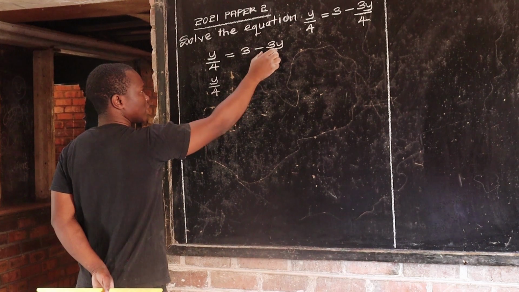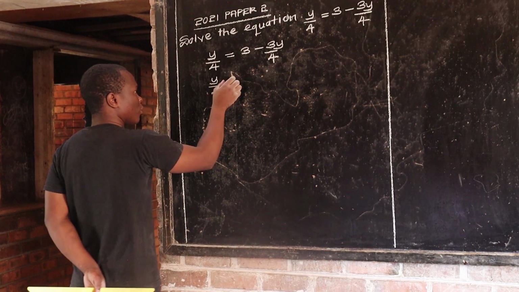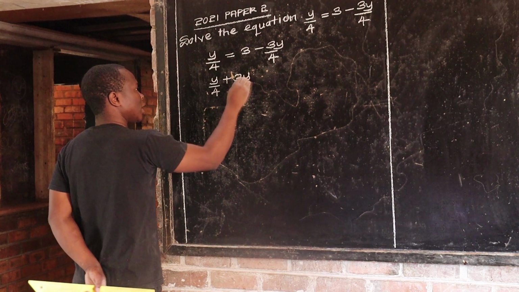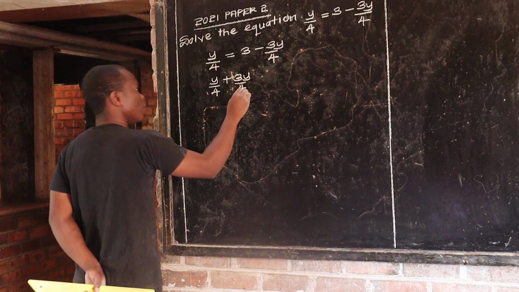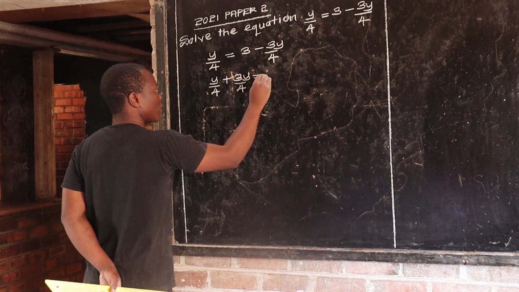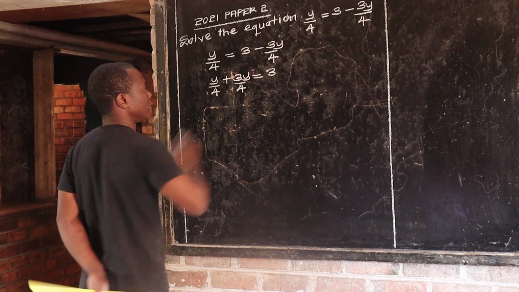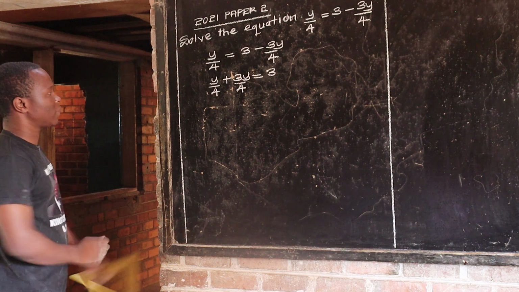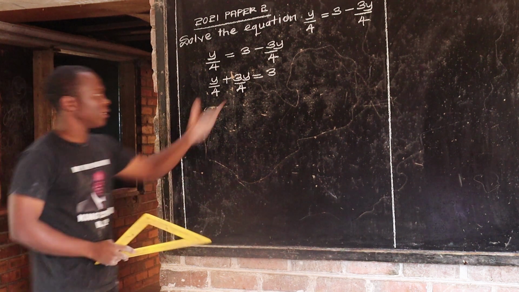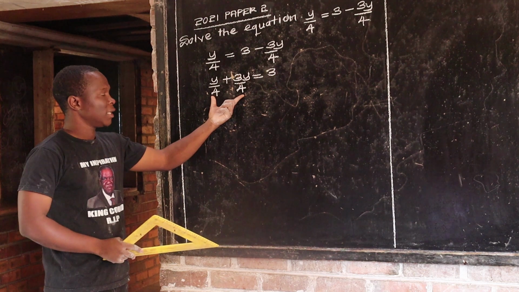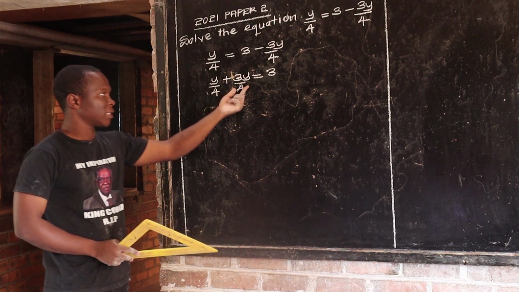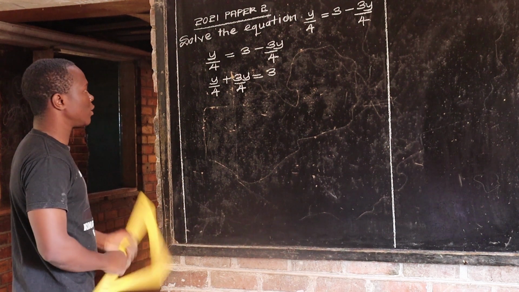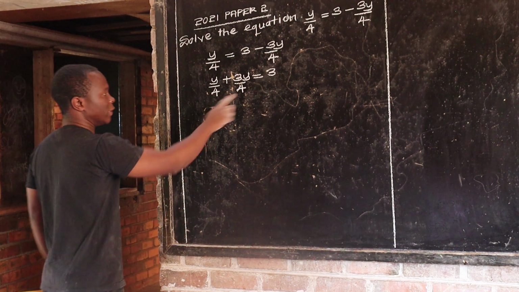So when you transpose this negative on the other side, you are going to have positive 3y over 4. Then this side you are going to have positive 3. Okay. So having done this, what we are going to do next is simplify this. Now since this is a fraction and this is a fraction, we are going to seek the lowest common denominator of 4 and 4.